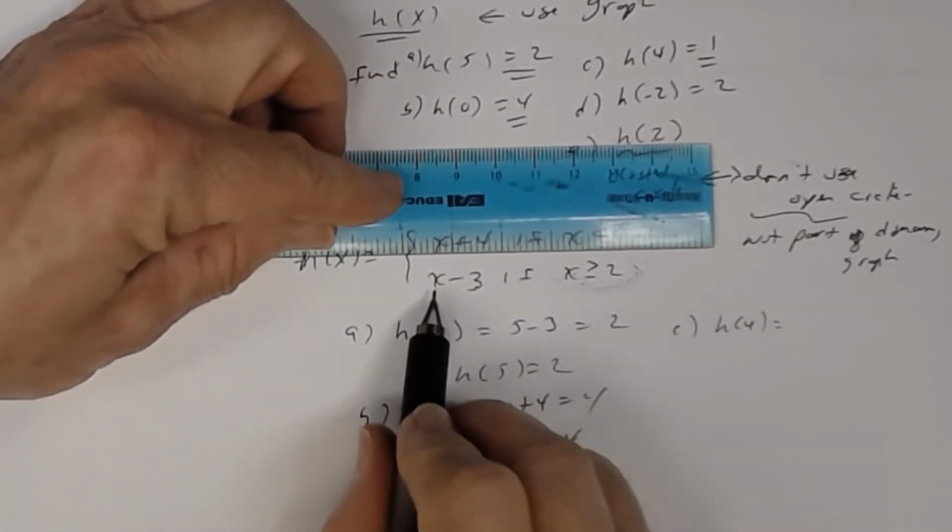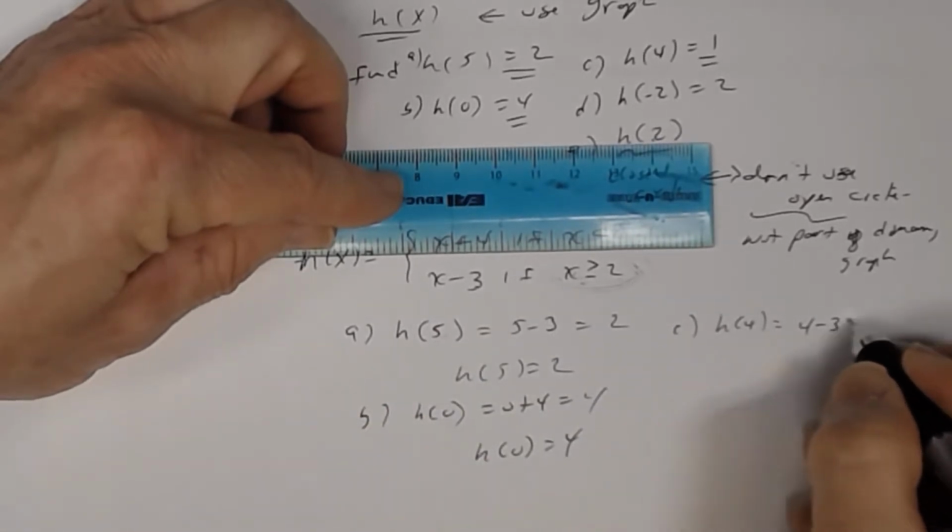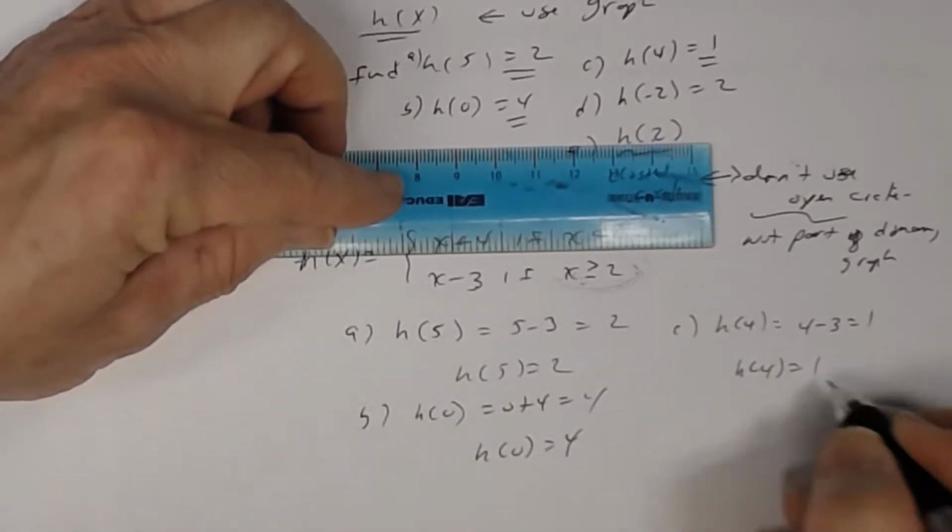So you're going to say 4 minus 3, which is equal to 1. So h of 4 is equal to 1.